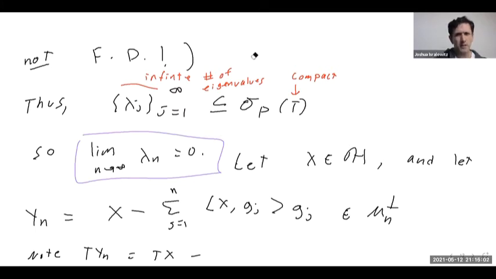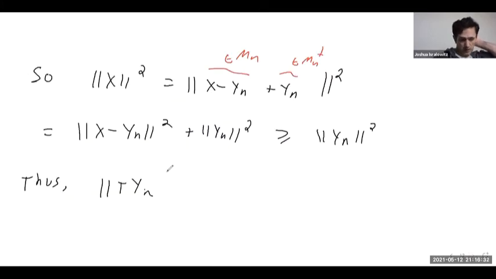Just using the fact that, again, the g_j are eigenvectors of T with eigenvalues lambda_j. So this is (x, g_j). What I want to show is that this sum converges to Tx as n goes to infinity. So I need to show T y_n converges to 0 as n goes to infinity. And we're going to do that in a very easy but clever way.